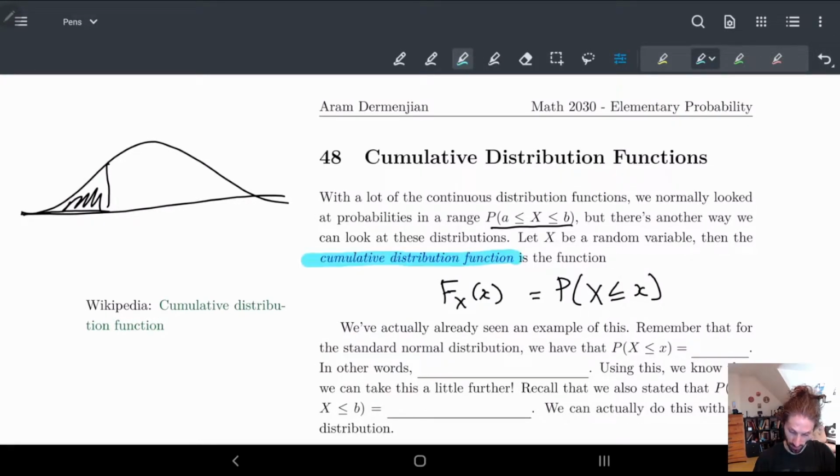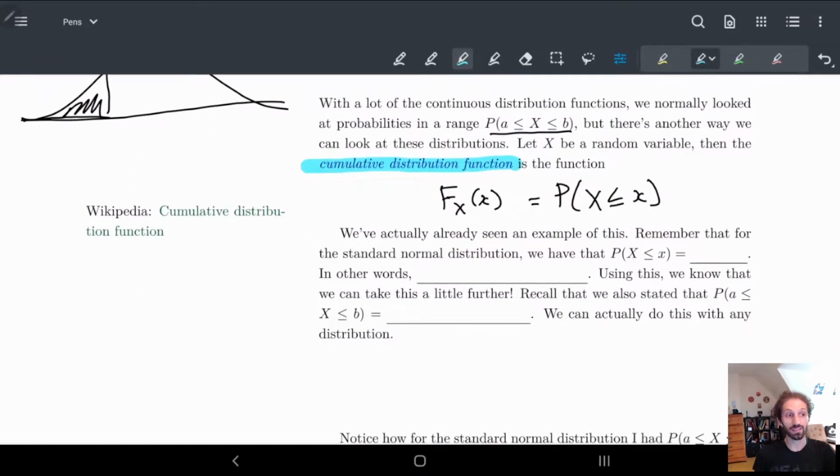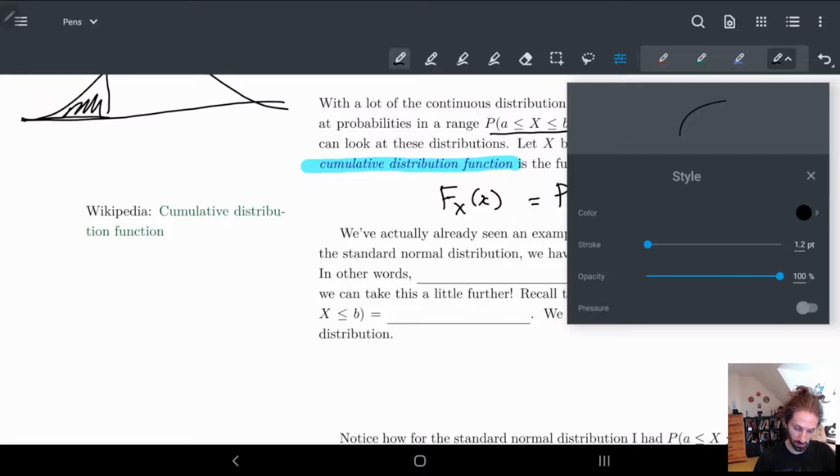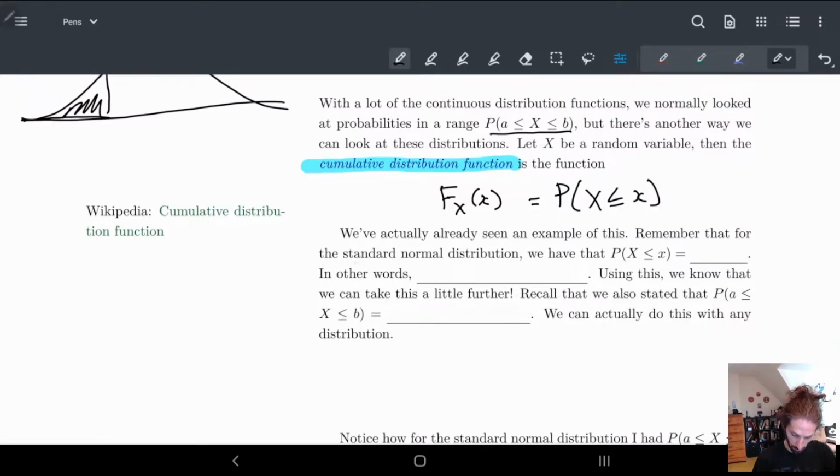Cumulative distribution function. And that's it. So it seems super complicated, but it's actually not too bad. For example, for the standard normal distribution, we already saw what this is. This is our phi of x. So when we plug in phi, what we're really saying is phi of x is equal to F sub X of x for a standard normal distribution.